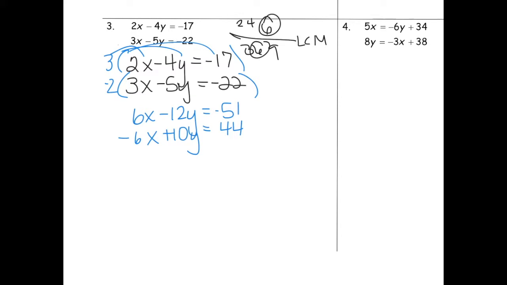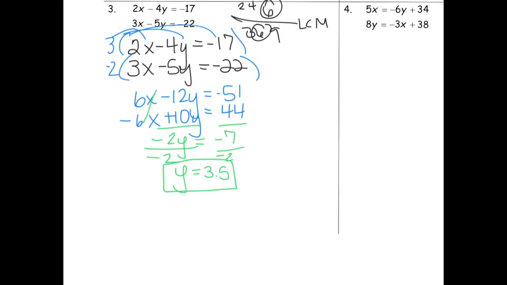All right, so now, did we get that? This eliminates, and this is going to be negative 2y is equal to negative 7. Divide both sides by negative 2. y is equal to positive 3.5.